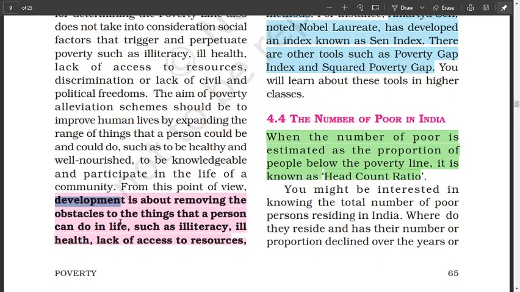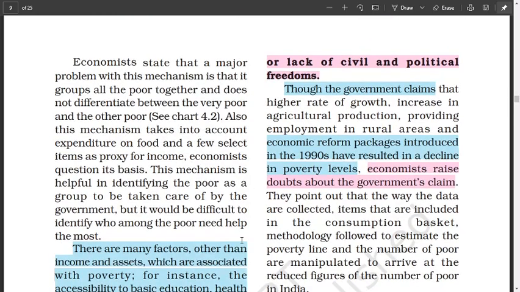So it's about things people can do in life, such as solving illiteracy, solving ill health, lack of access to resources that they need to get to work in their daily activities. And development is about solving this lack of civil and political freedom. All these together, we can say, is the effective outcome of development.